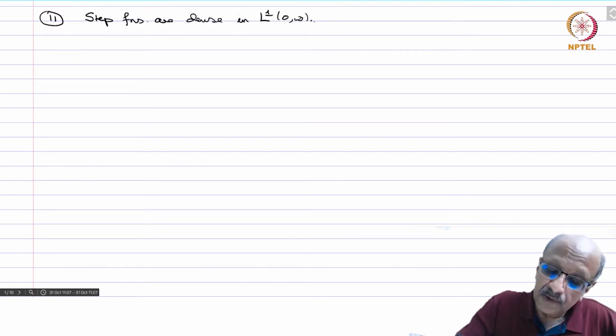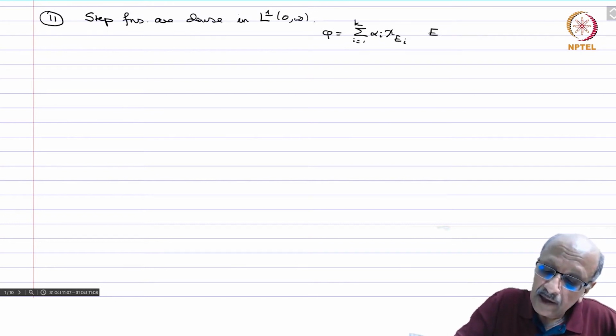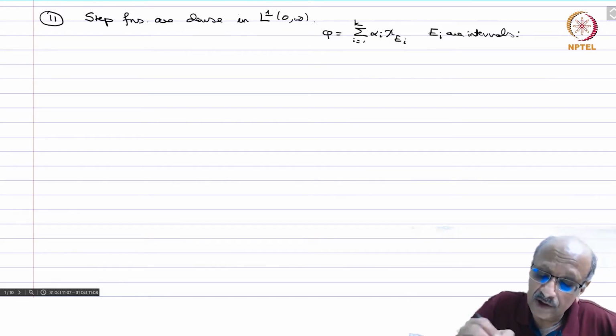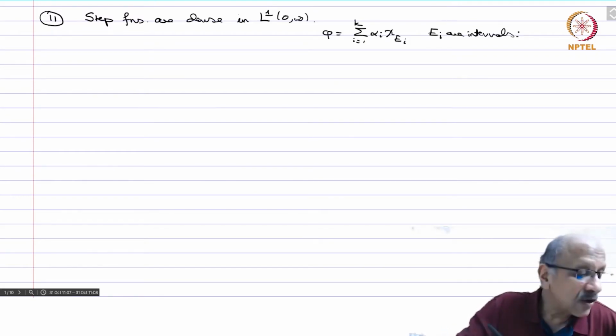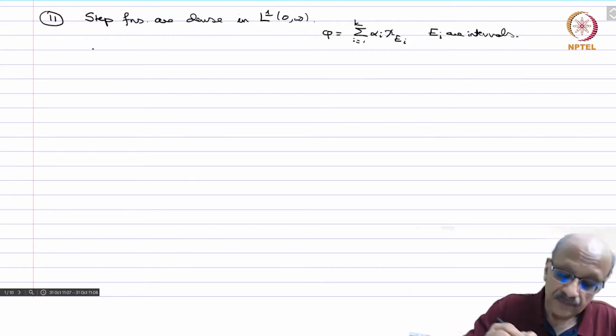Now what is a step function? A step function is a simple function. So phi is a step function. This is sigma alpha_i chi of E_i, i equals 1 to k, but now the E_i are intervals. So these are such functions. They are special simple functions, so much smaller than simple functions as a set, and we want to show that this is also dense in L1 of (0, infinity).